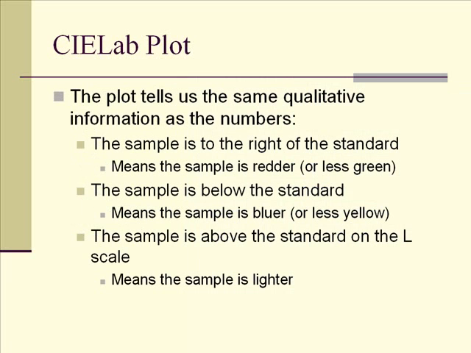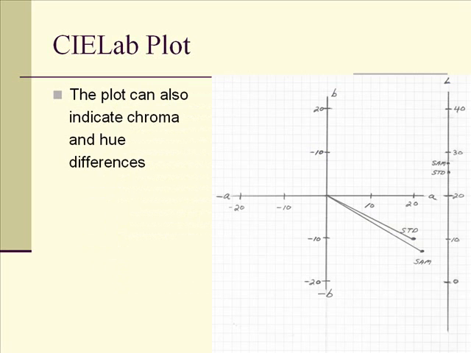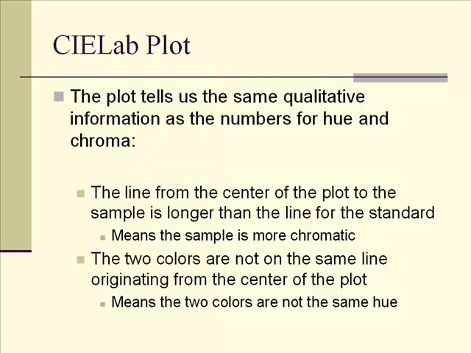Then here shows the chroma difference I mentioned. Since that line to the sample is longer than the line to the standard, the sample is more chromatic than the standard. The two colors are not on the same line originally from the center of the plot. That means that the two colors are not the same hue. They have to be on the same line coming out from the center to be the same.